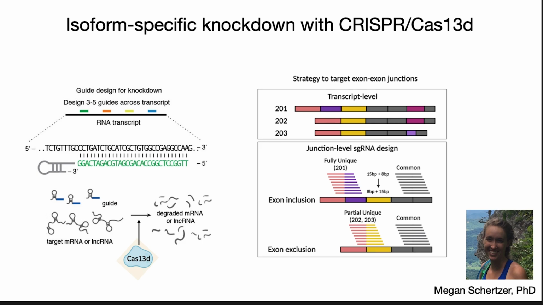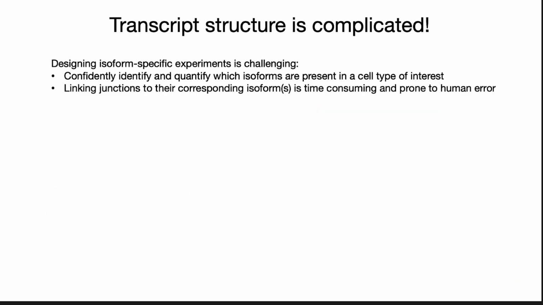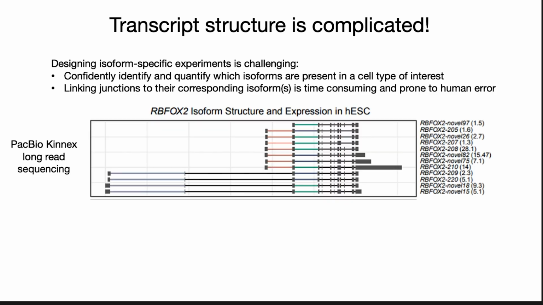So not perfect, but at least we can start to get at these sorts of questions. One of the challenges of doing this is we don't really know what the repertoire of the isoforms that we could be knocking down in a cell type is. And that's because with short-read data, we really don't know what the full isoform structures are. I think you can guess where that's going. And then also, even once you have the isoform information, it's still actually challenging to figure out where you should actually target the CRISPR guides.